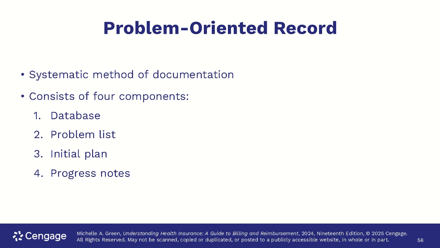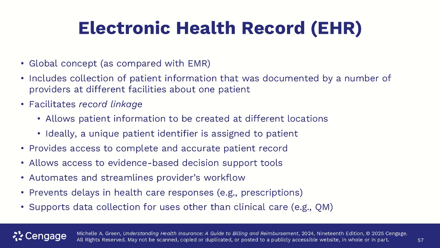All right, types of medical records, which you learned about in the Introduction to Medical Records course, but we have a problem oriented medical record. And this type of medical record has 4 parts: the database, problem list, initial plan, and then progress notes. And this is covered in more detail in the book.